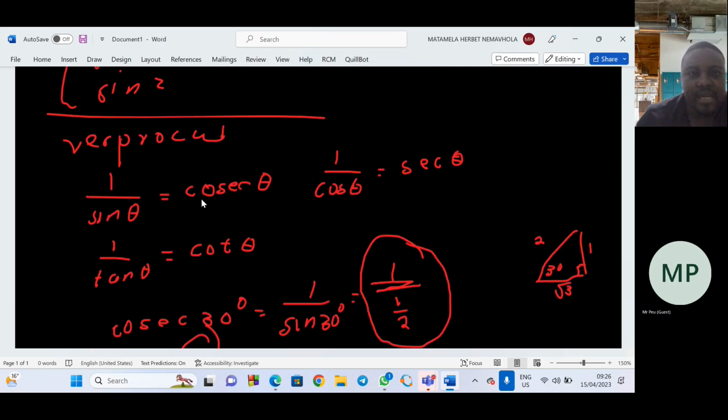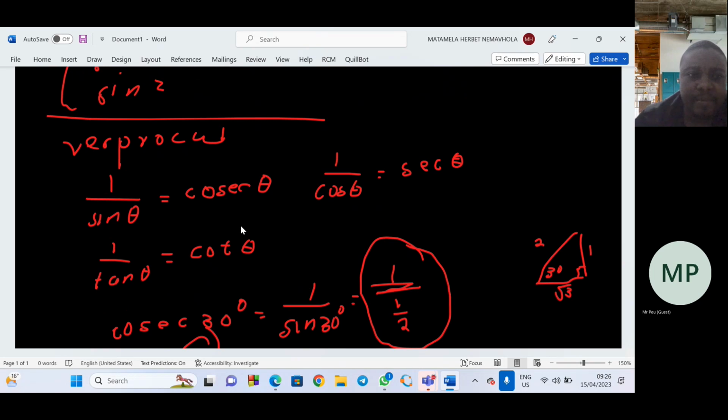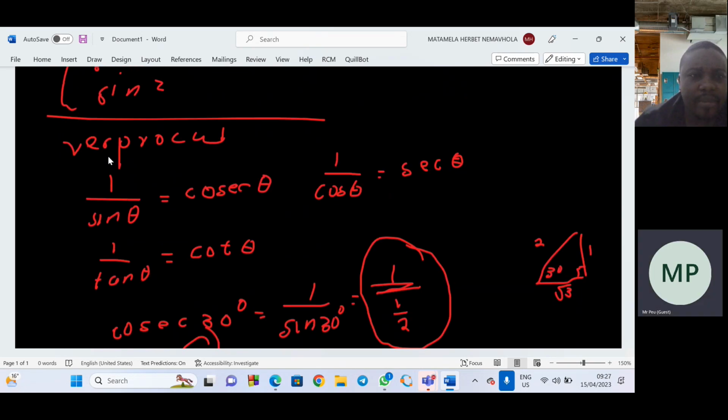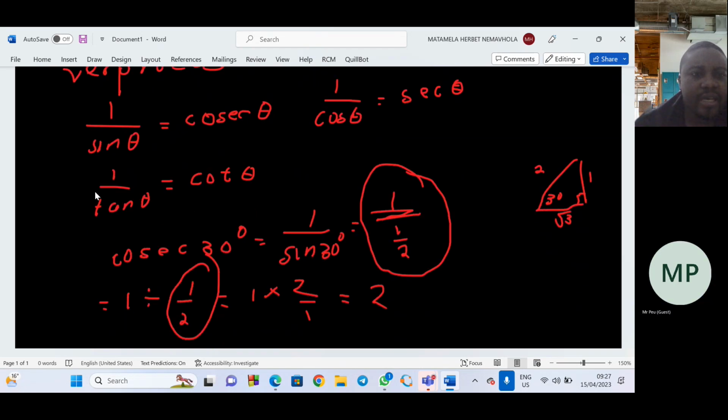Okay, let me repeat again. Can you see what I'm doing here? Yes. The first one here is about the reciprocal. Did you hear about the reciprocal? Yes. 1 over sine theta equals cosec theta, and 1 over cos theta equals sec theta. And I also showed you that 1 over tan theta equals cot theta.